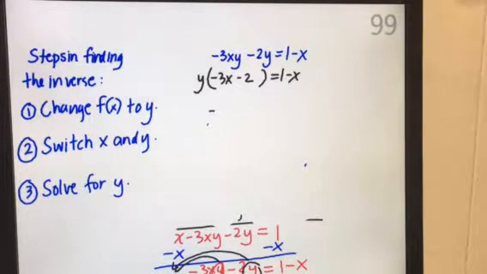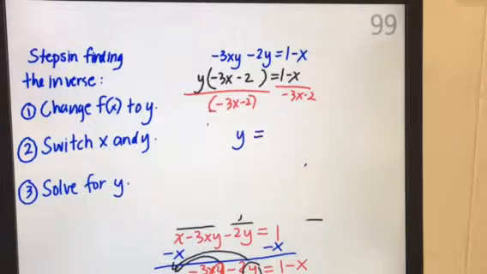And then last but not the least, we are going to divide both sides by the negative 3x minus 2. And so we now have y alone: 1 minus x over negative 3x minus 2.